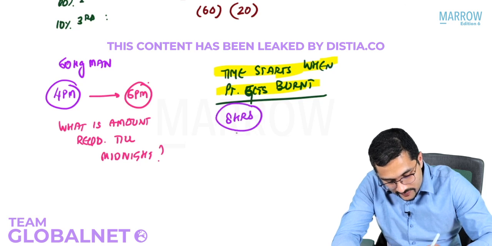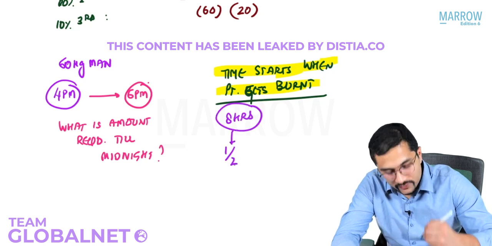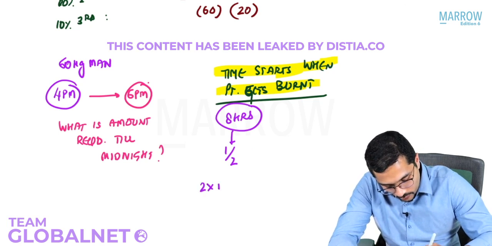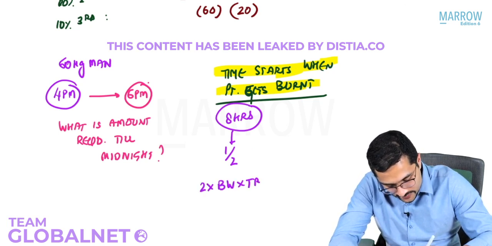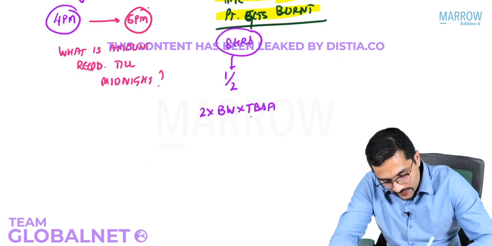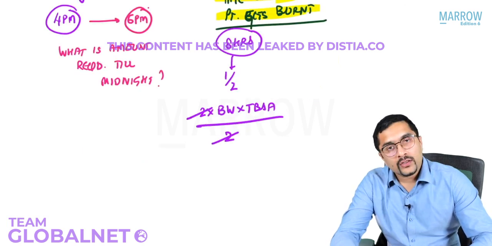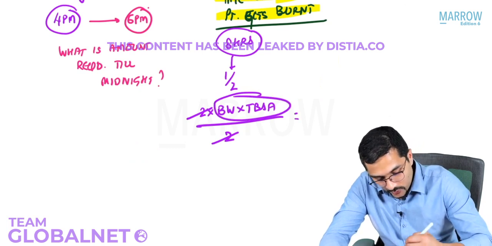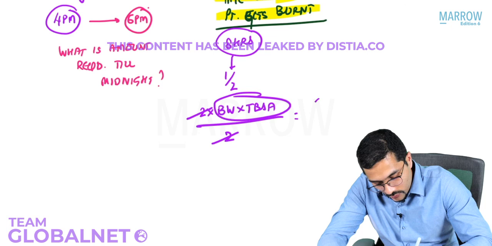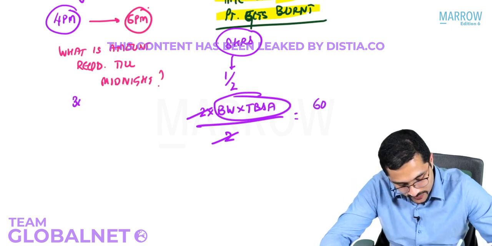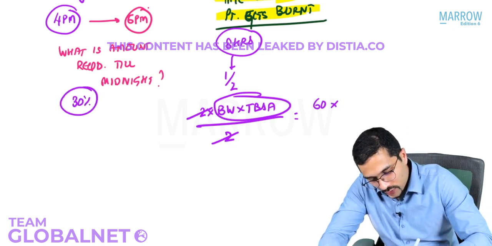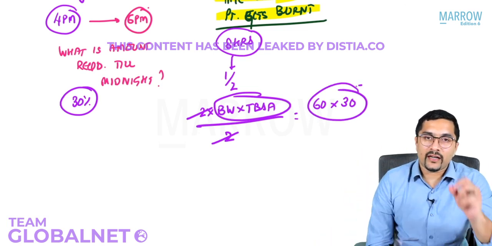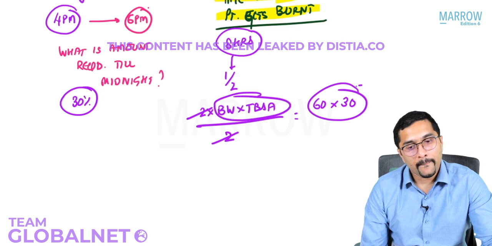So in 8 hours, we know half the amount is to be given. So half the amount will be 2 into body weight into total body surface area, our total formula, divided by 2. So it is body weight into total body surface area, which is going to be how much? Which is going to be 60, and let's say this patient has 30% burns. So it is going to be 60 into 30. That will be the amount of fluid required in the first 8 hours following burns.